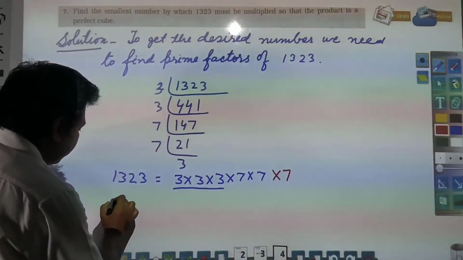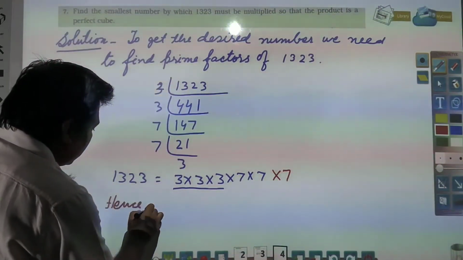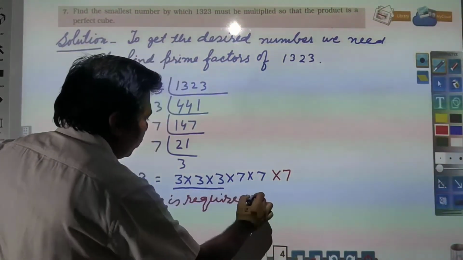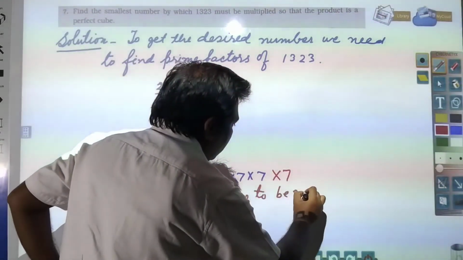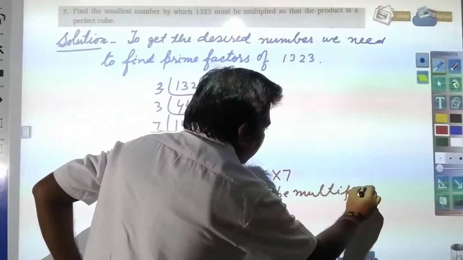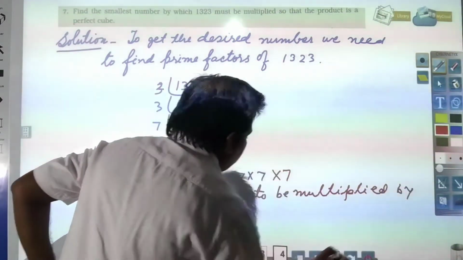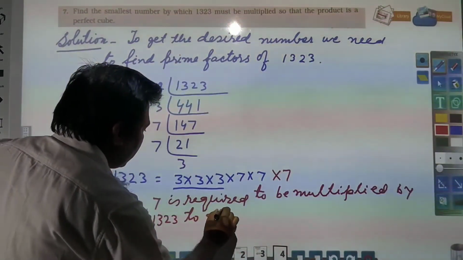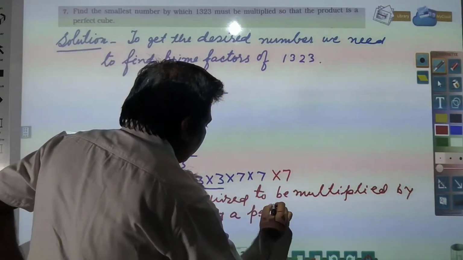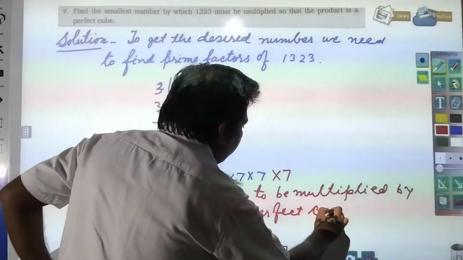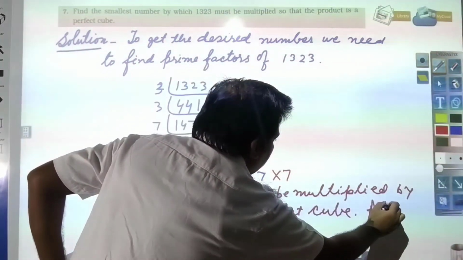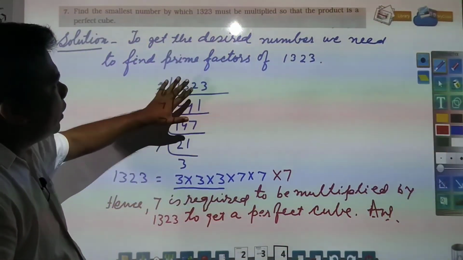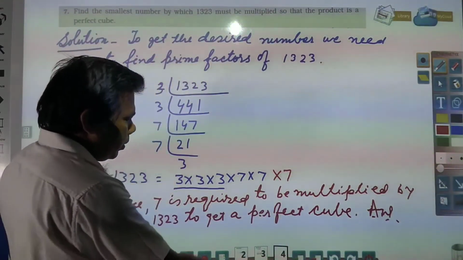So we can write, hence 7 is required to be multiplied by 1323 to get a perfect cube, and this will be your answer. So in this way these questions are required to be done. Already in squares and square roots you have done this type of questions. I hope you will not be having problem.